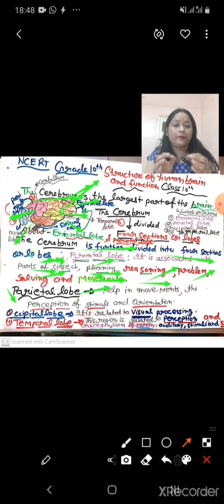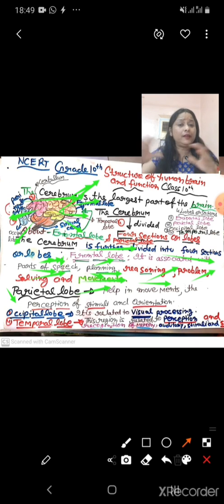The parietal lobe handles perception of stimuli and orientation, because it processes information about temperature, taste, touch, and movement. We feel these regularly in our daily life. These activities are governed by the parietal lobe.